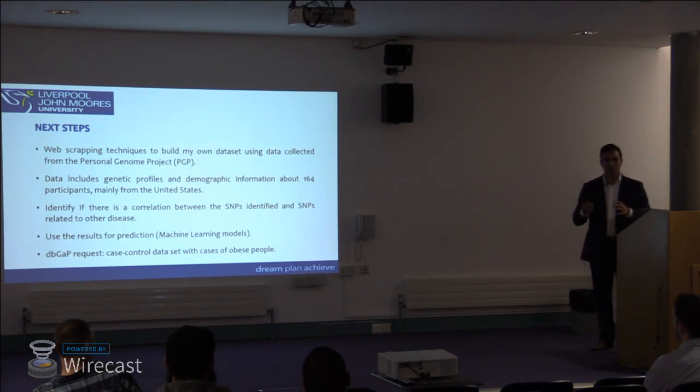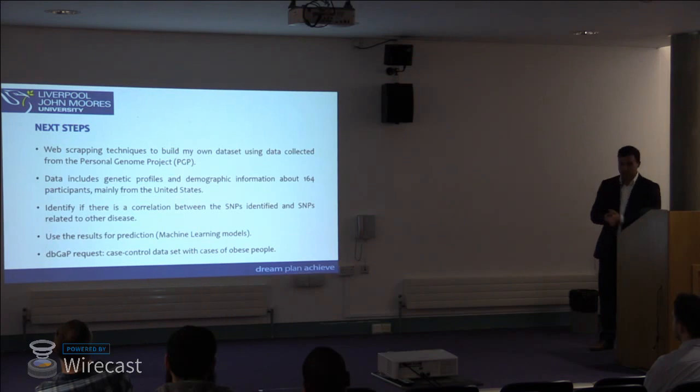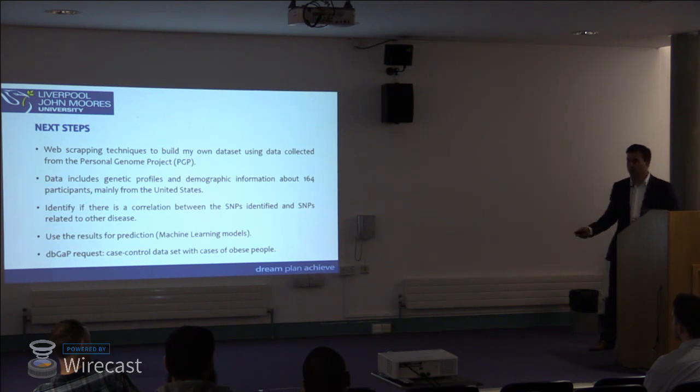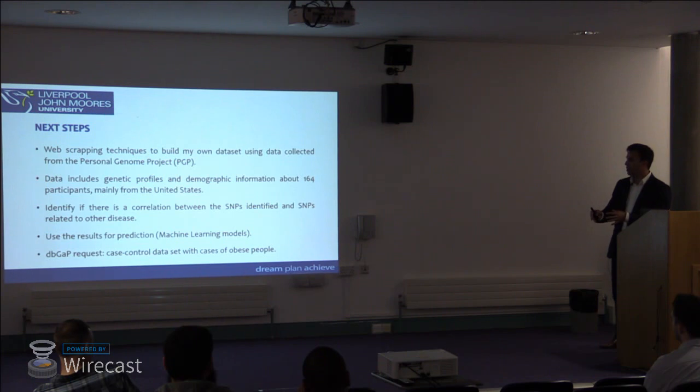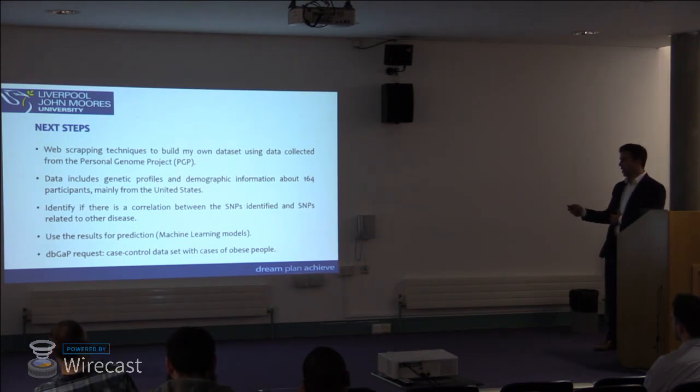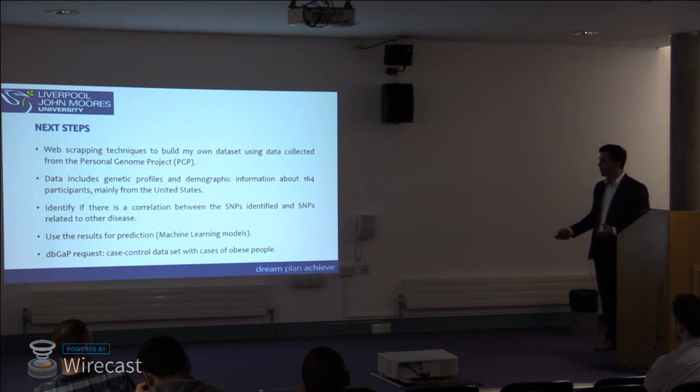We would like to use these results for prediction. We haven't decided yet exactly what models we will use, but we are going to use machine learning models to see if those results are good inputs for predicting someone's predisposition to obesity. And we have also applied to another data set from dbGaP with case-control data, with cases of obese people, because we understand that this amount of data is not enough for our purpose.